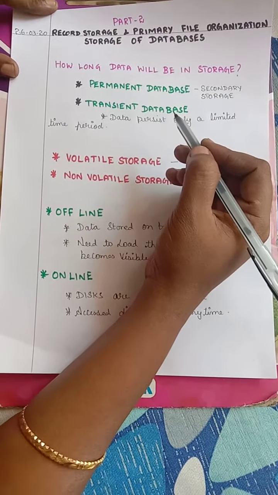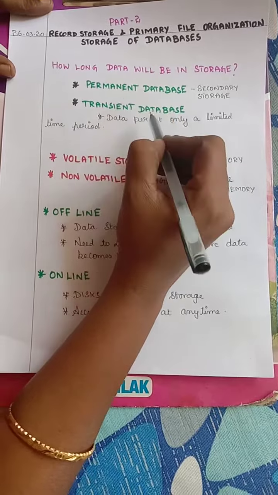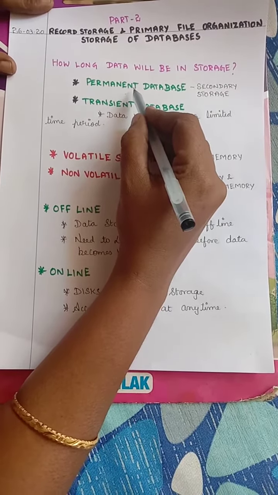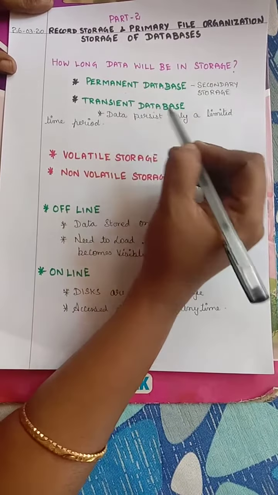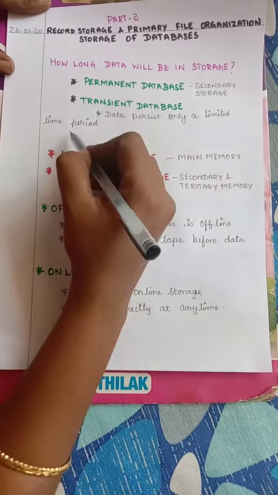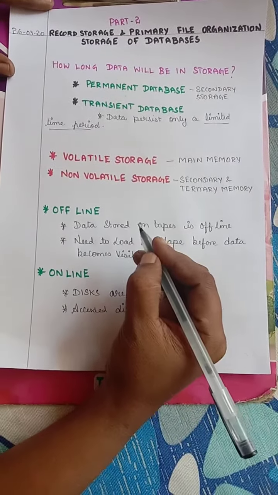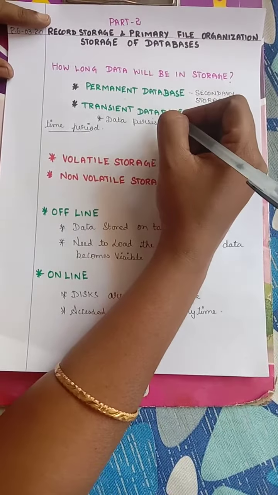There are two types of databases. The first one is the permanent database and the second one is the transient database. In a permanent database, the content will be stored permanently, but in the case of a transient database, data persists only for a limited period of time. So you will have the content only for a particular time period. These are the two different databases.